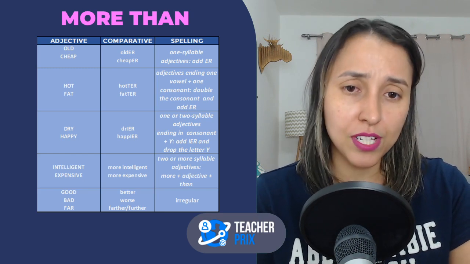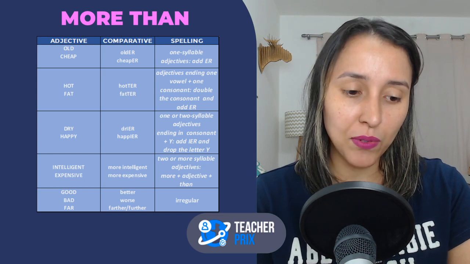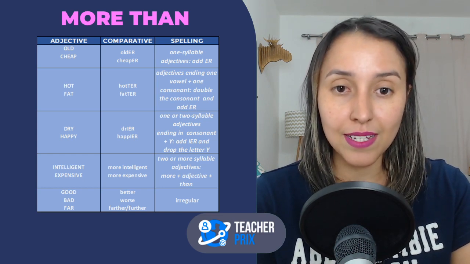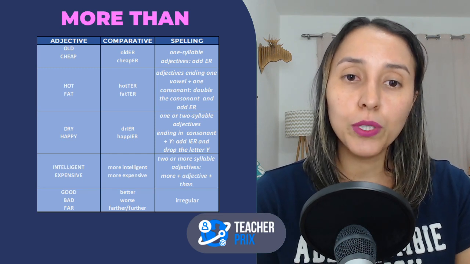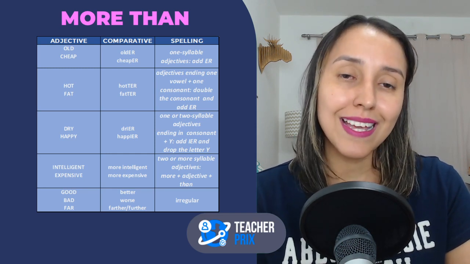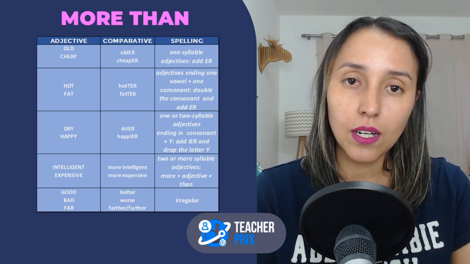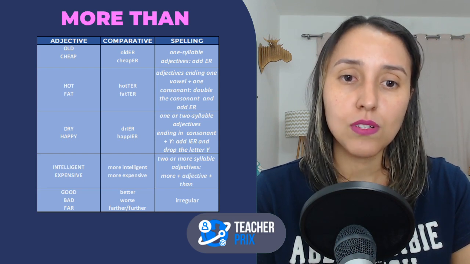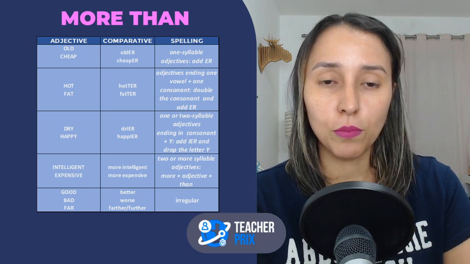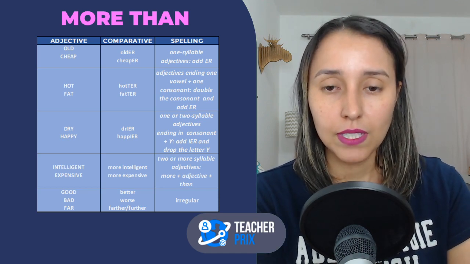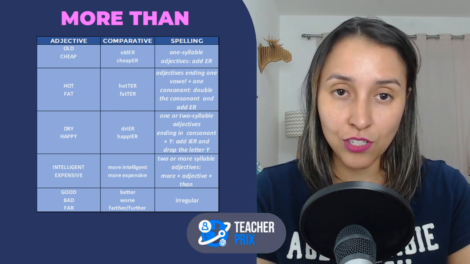Every time you have an adjective ending in vowel plus one consonant, so there's the vowel and after the vowel there's a consonant, and it is a short adjective, usually one syllable adjective, okay? You will double the consonant and add the letters er. So hot ends in vowel plus consonant. So double the T and add the er. Fatter, double the T and add er. This doesn't happen to many adjectives, but it does happen, so pay attention.